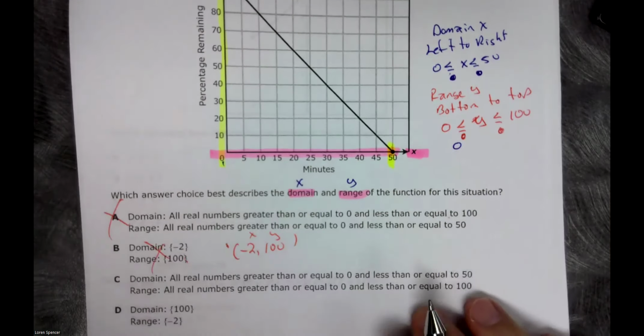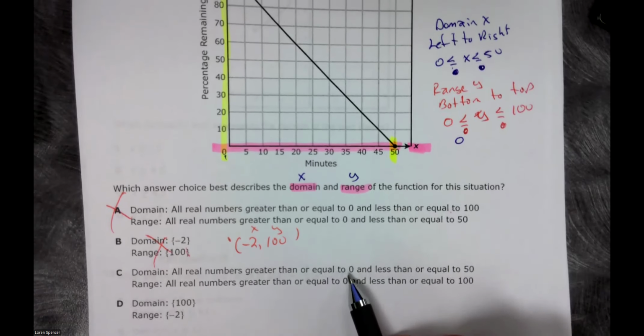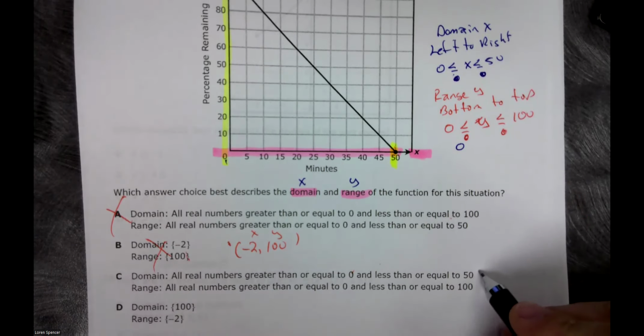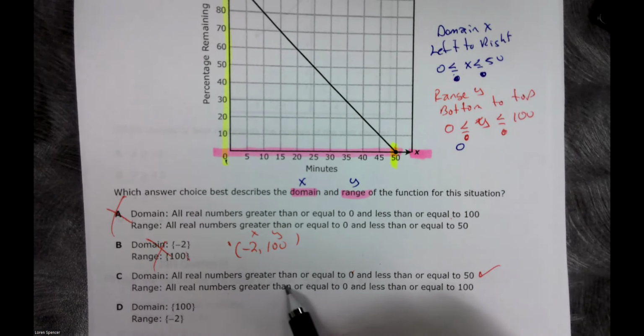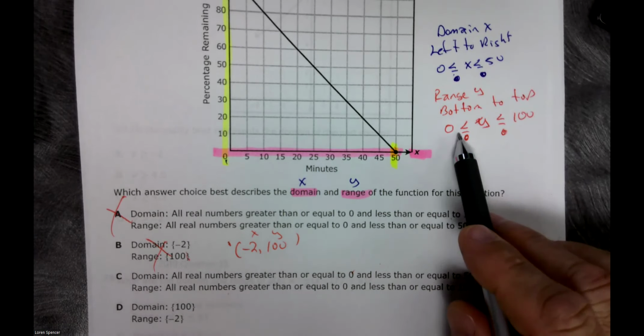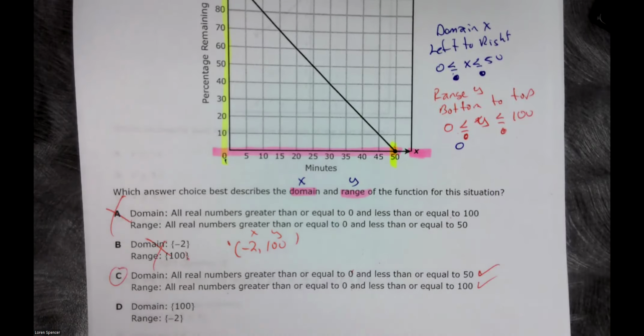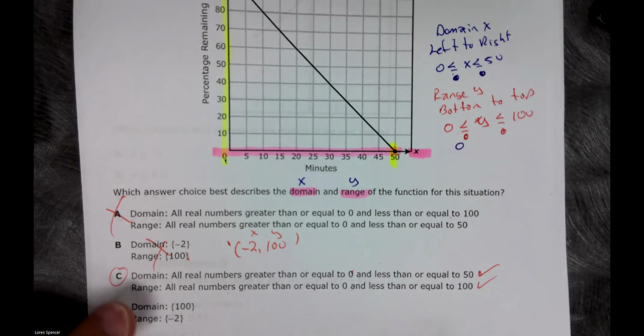That's wrong. So domain, all real numbers greater than or equal to 0 and less than or equal to 50. That looks good. Range, all real numbers greater than or equal to 0, less than or equal to 100. That looks good. Best answer choice there is C. All right, moving on to number 25.